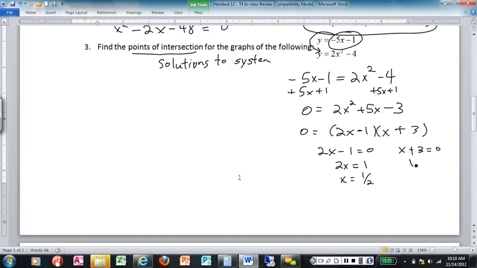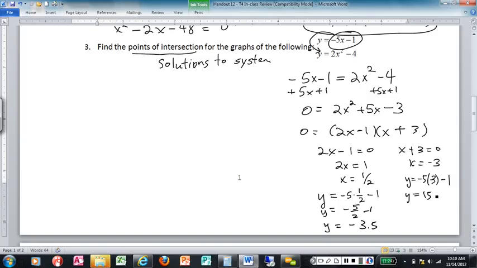You get x equals negative 3, of course, but again, we do need the y answer with that. So if x is a half, we'll have negative 5 times a half minus 1, which is negative 5 halves minus 1. Negative 2 1/2 minus 1, that's negative 3 1/2, or negative 7 halves, right? Did I do that right? If x is negative 3, we'll have y equals negative 5 times negative 3 minus 1. So that would be y equals 15 minus 1. That's 14.